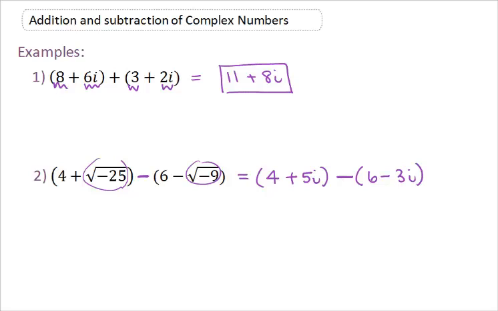Now, the way that we do this subtraction problem is that this subtraction has to go through the whole second parentheses. So the way that I do that is I distribute my negative. I change this to an addition, and I change all of my signs in my second parentheses. Again, the exact same way that we did it with polynomials. So now we combine like terms. 4 plus a negative 6 gives me a negative 2. And 5i plus 3i gives me an 8i. It is in the form of a plus bi, so we have our final answer. So that's how we add or subtract complex numbers. We just combine like terms.